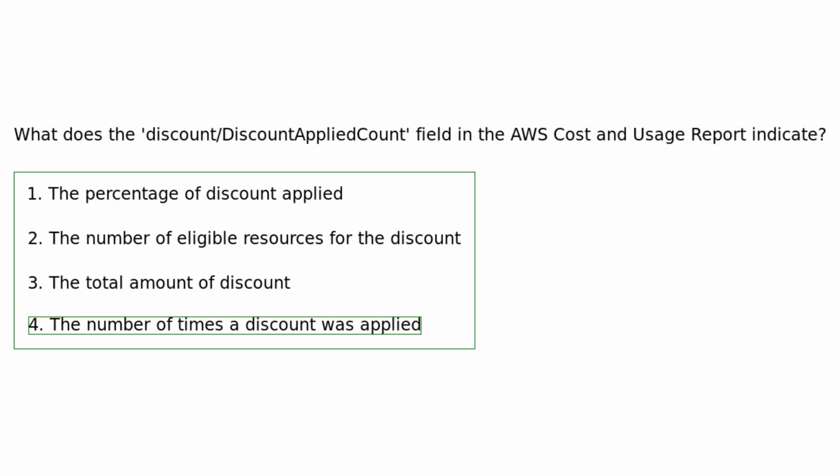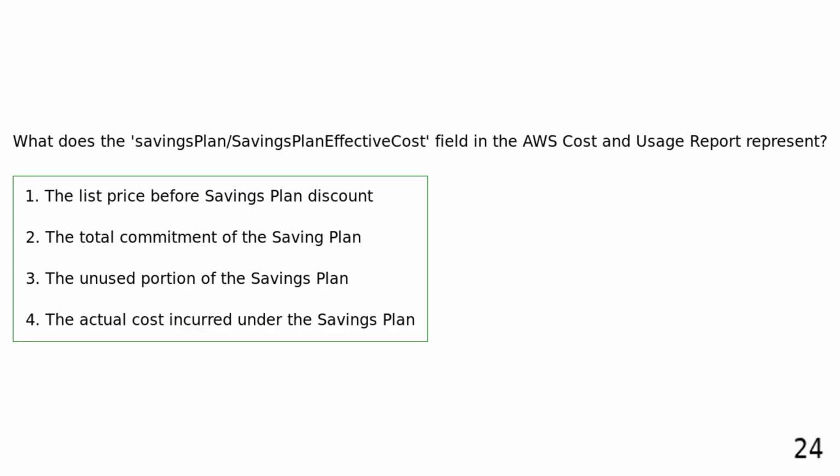The discount/discount applied count field shows how many times a particular discount was applied, useful for tracking widespread or repeating discounts. What does the savings plan/savings plan effective cost field in the AWS cost and usage report represent? The list price before savings plan discount. The total commitment of the savings plan. The unused portion of the savings plan. The actual cost incurred under the savings plan.